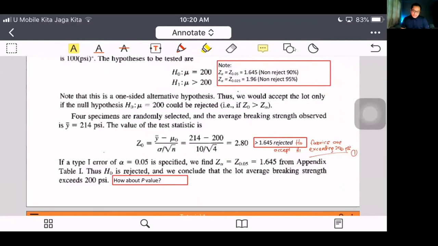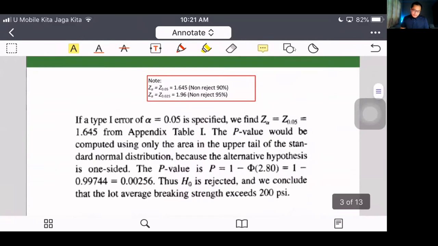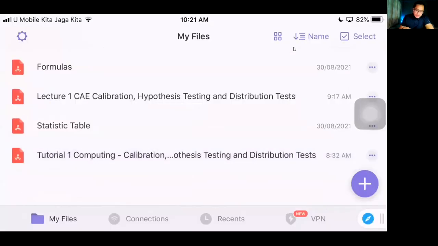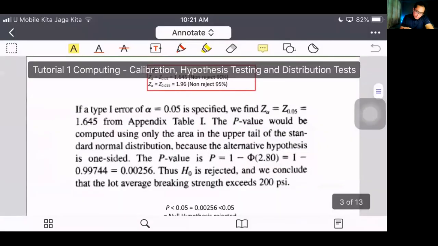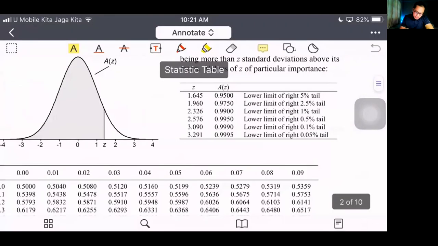So the next one is the p-value. Again, the p-value I'm not going to ask in the exam, but let's talk about the p-value here. So you say this is type 1 error. If a type 1 error alpha is specified, we find Z alpha, Z 0.05, to be 1.645 from the appendix table 1. The p-value computed using the upper tail is 1 minus 0.9974. So let me check this one. If we go back to the statistic table to 2.8, right?